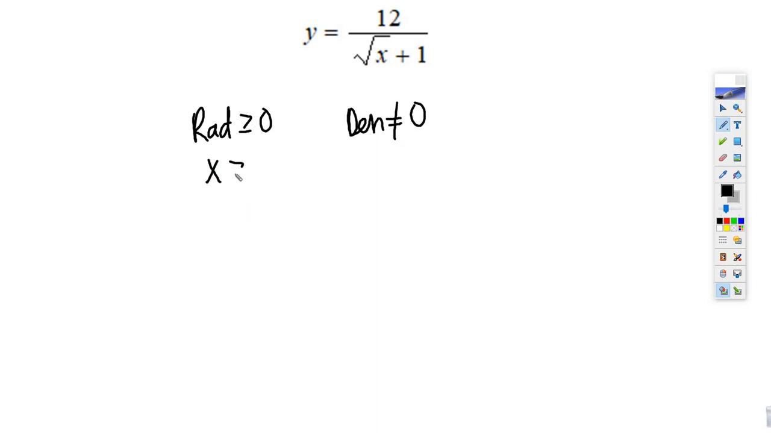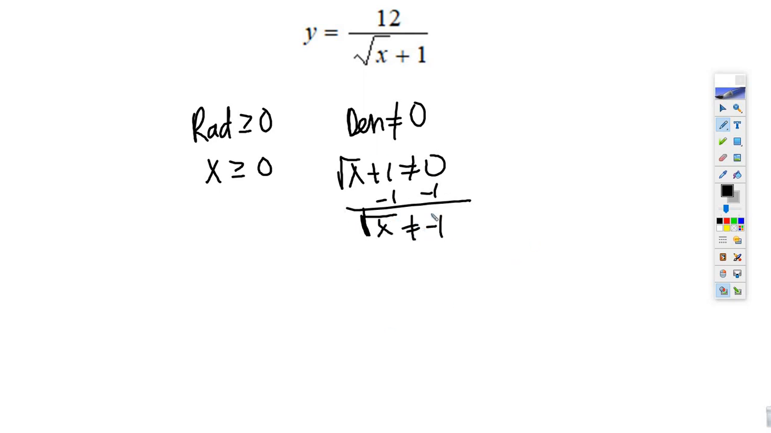So my radicand is easy this time. It's just x, the quantity under the radical. So x has to be greater than or equal to 0, which makes sense because in English terms, this means that x has to be positive or 0, and those are absolutely things that we can take the square root of. My denominator, the square root of x plus 1, cannot equal 0. So we subtract 1, and I have the square root of x cannot equal negative 1.